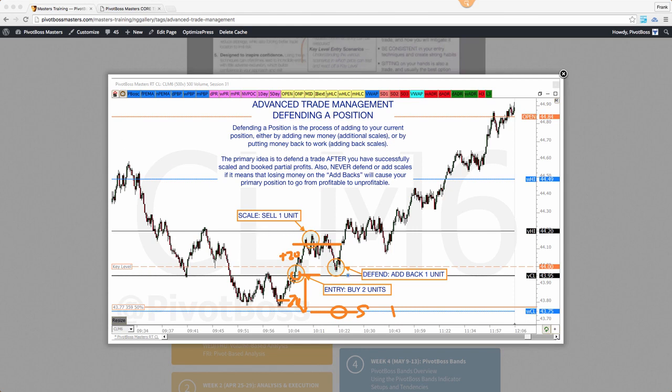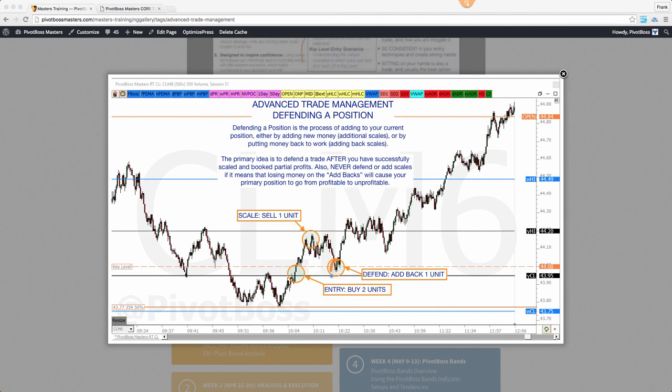So you can add back in a mathematical way, or you can add back in a price structure way, or ideally you do it both ways. So if price comes perfectly back to your entry, you can add back perfectly mathematically at the entry, add back that one contract, and now if price comes back against you, your risk is only half of what it would have been, because you've already booked some profits up there, if that makes sense.